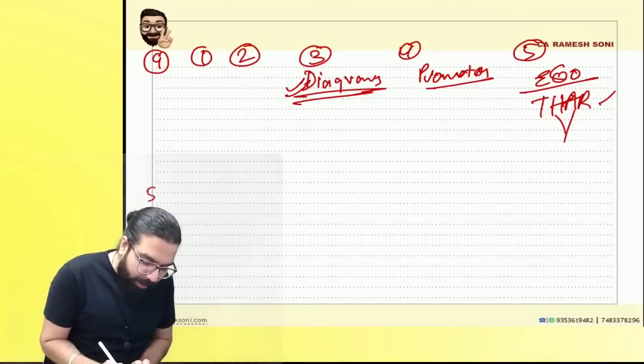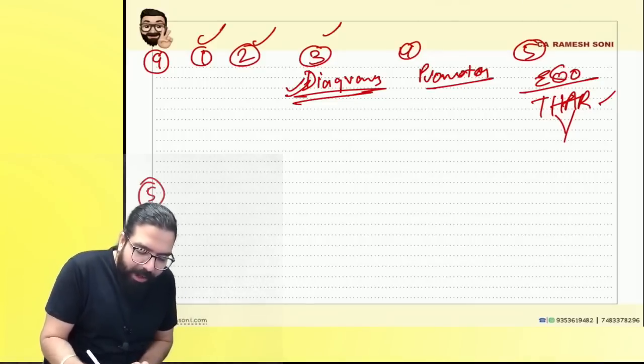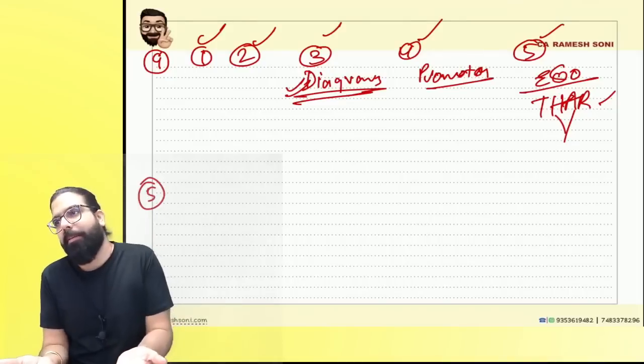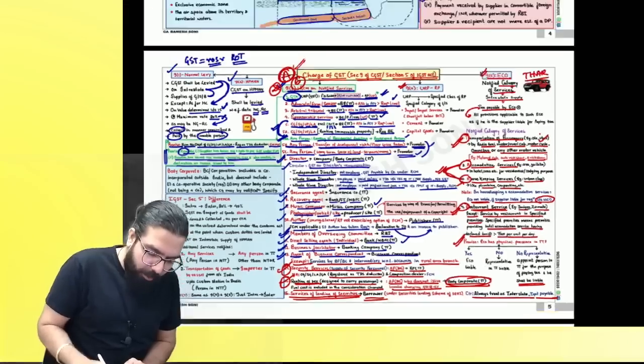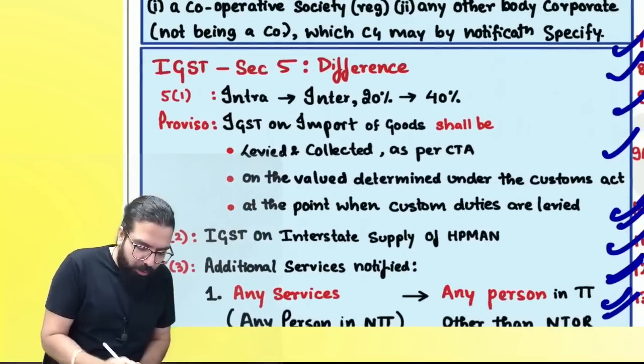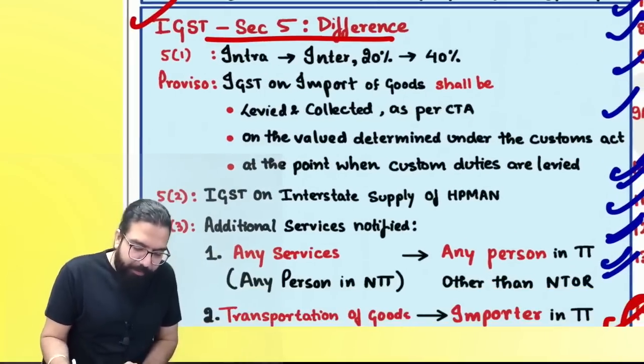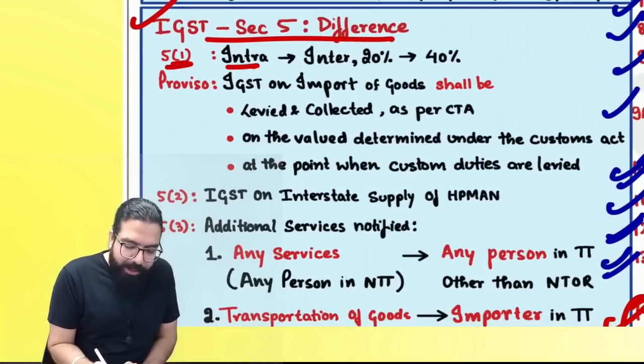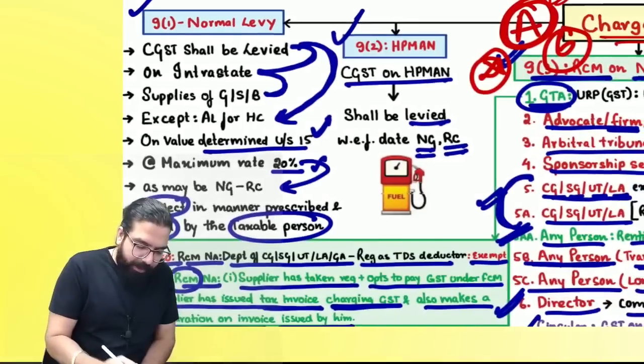The next one over here is section number 5. Now, everyone, wherever intra was there, it will become interstate supply, and section 5 will come. I have written the definition of body corporate for you to read. IGST, section 5.1: intra will become inter, everything else will be the same.